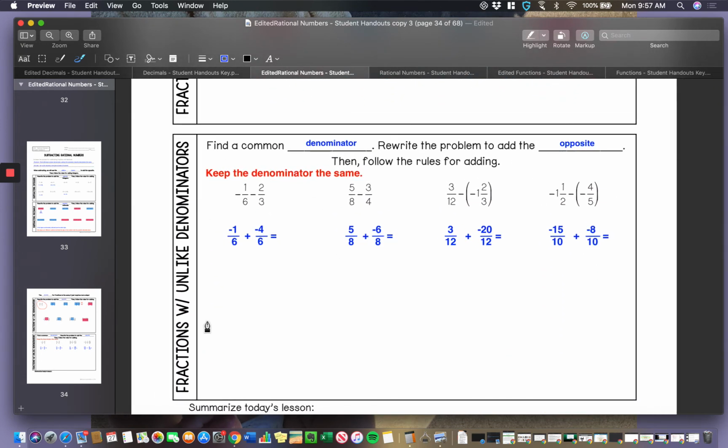So then we have fractions with unlike denominators. You find the common denominator, rewrite the problem to add the opposite, then follow the rules for adding. So you need to keep the denominator the same, okay? But I did convert these for you to give you common denominators. All right, just remember that if you have a -1 plus a -4, that's going to be more negative. So, for example, you would have a -5 over 6.